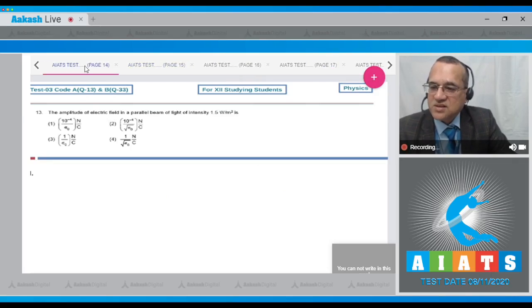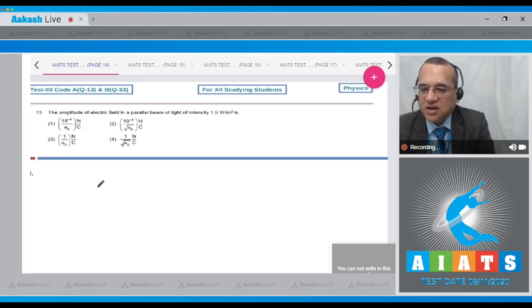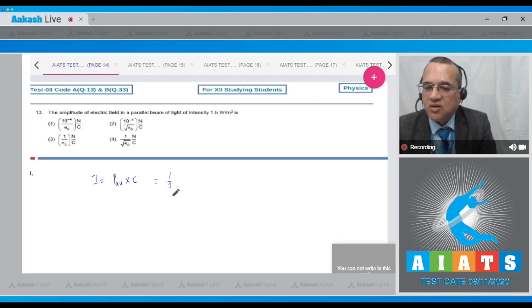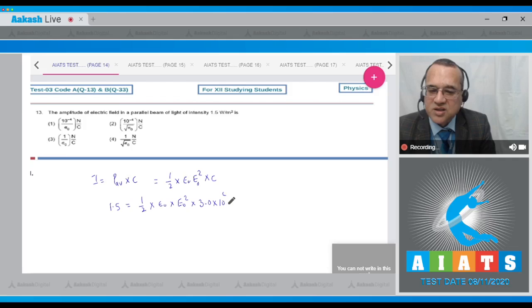The question number 13 says the amplitude of the electric field in a parallel beam of light with the intensity 1.5 watt per meter square. Now dear students, the intensity has the relation: the average energy density multiplied by c. And what was the average energy density? 1 by 2 epsilon naught E square multiplied by c. And what is given? It's given that intensity is 1.5. So this would be 1 by 2, epsilon naught, and E naught square, and see, the velocity of the electromagnetic wave is 3 into 10 to the power 8.